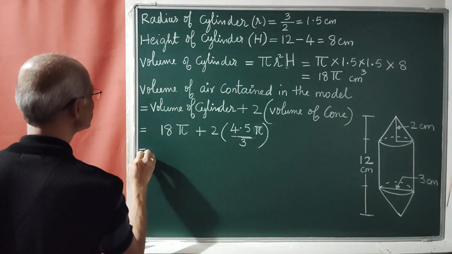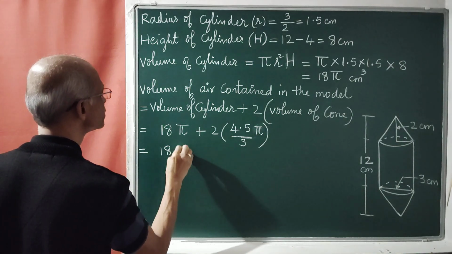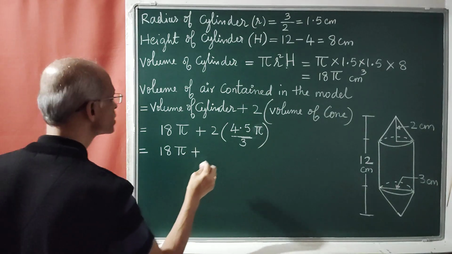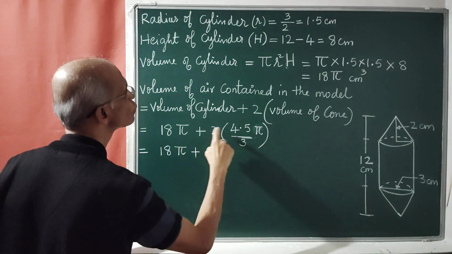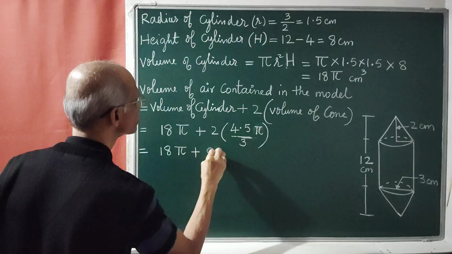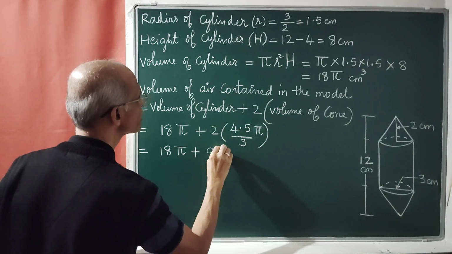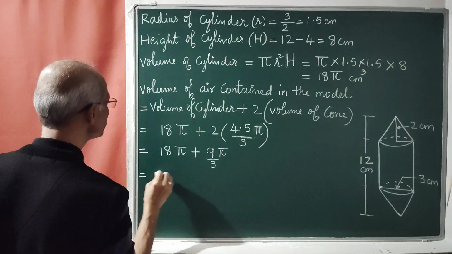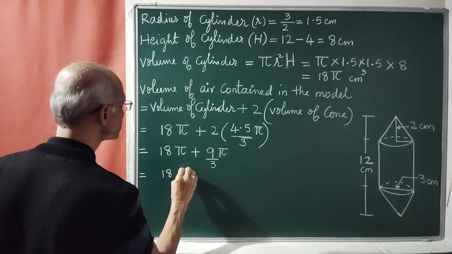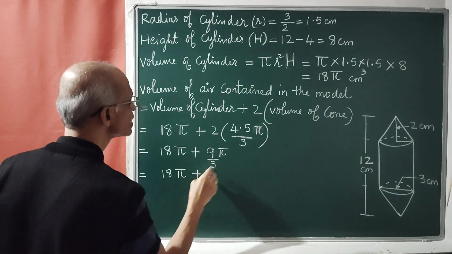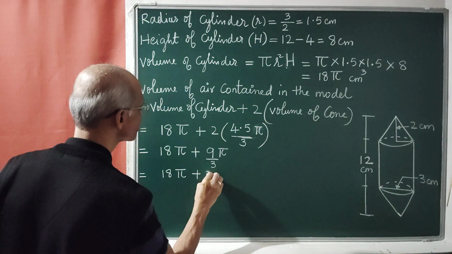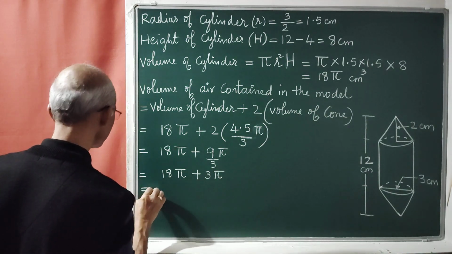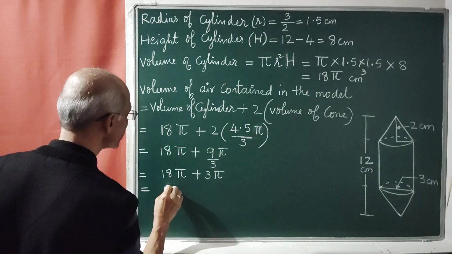That will be equal to 18 pi plus 2 into 4.5 is 9. So 9 pi by 3 will be equal to 18 pi plus, 3 can divide it, so 3 pi will be equal to 21 pi.